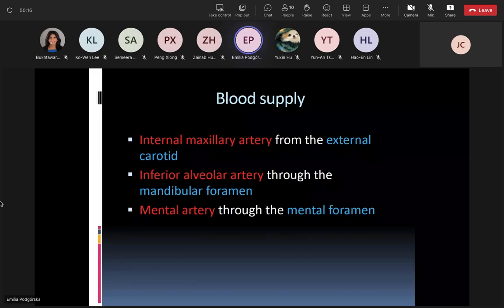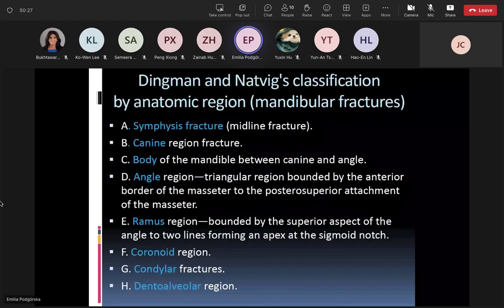Dingman and Natvig's classification by anatomic region: symphysis fracture, midline fracture, canine region fracture, body of the mandible between canine and angle, angular region, a triangular region bounded by the anterior border of the masseter to the posterior superior attachment of the masseter, ramus region bounded by the superior aspect of the alveolus, the apex and the sigmoid notch, coronoid region, condylar fracture, dentoalveolar region.